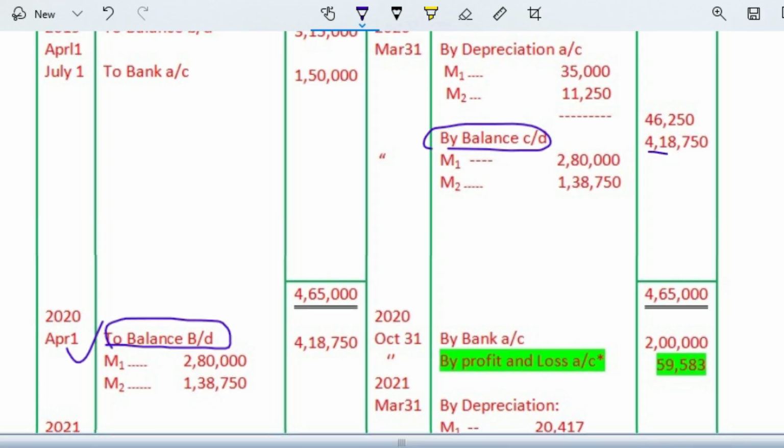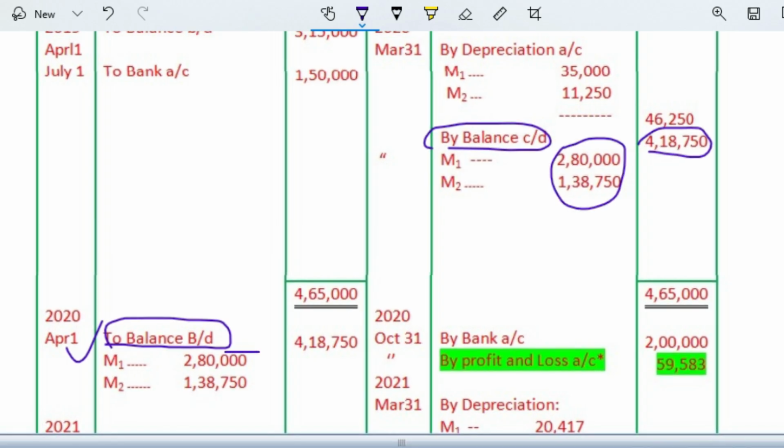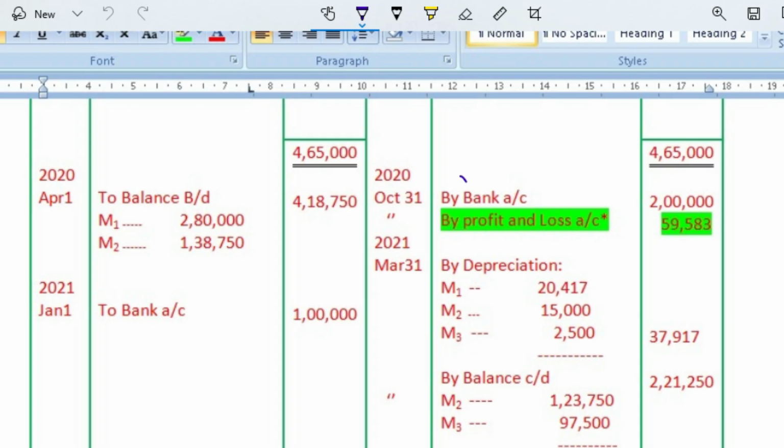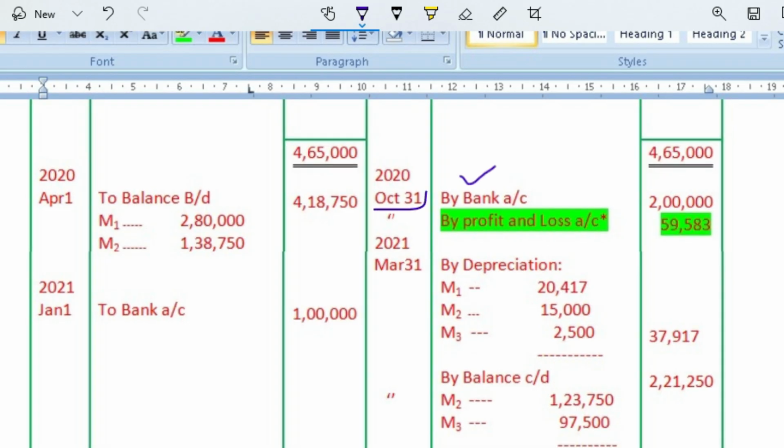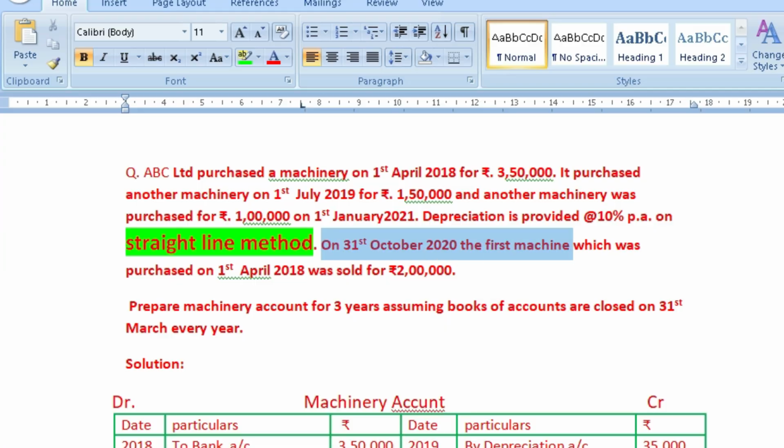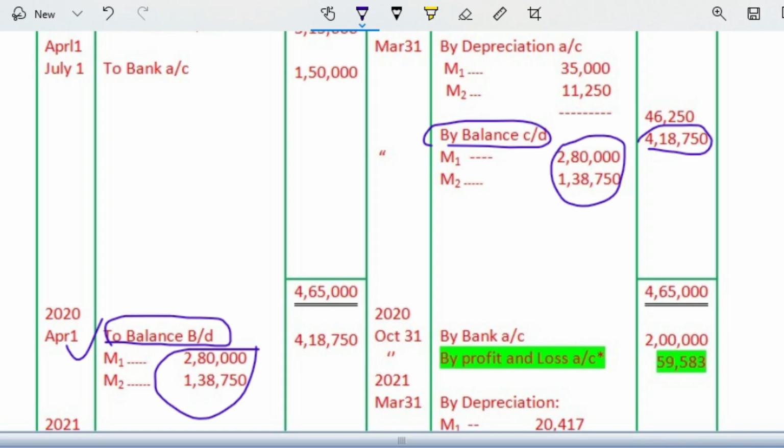Now in the third year, this balance is transferred to the third year, CD, BD. This balance 4,18,750, and the individual values you can write in the inner column here. All right. Third year, here, by bank account. On 31st October, the first machinery, this is M1, was sold at rupees 2 lakh, as given in the question. On 31st October 2020, the first machine, which was purchased on 1st April 2018, was sold for rupees 2 lakh. Value 59,583. So you understood this bank account.